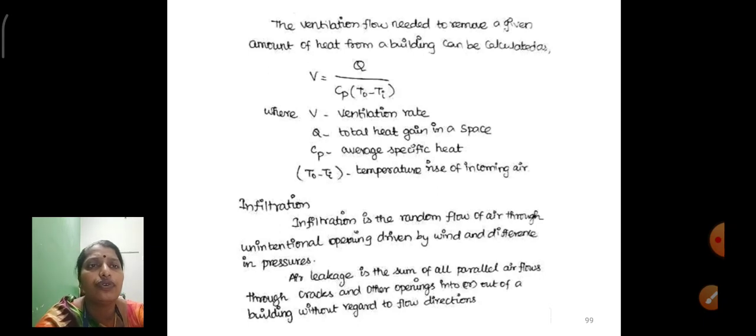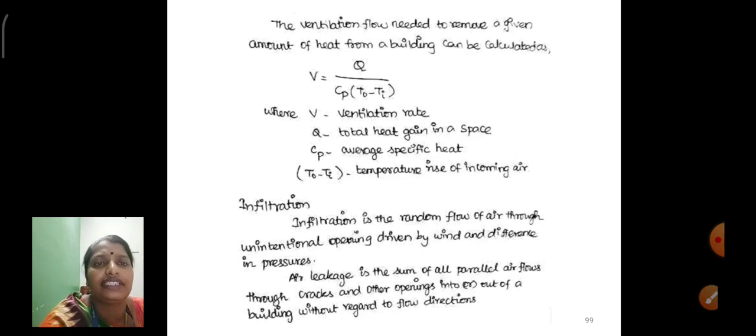The ventilation flow needed to remove a given amount of heat from your buildings. Okay, but this capital V represents the ventilation rate. But this natural ventilation we have to analyze inside the building. That is V equals Q divided by Cp into (T naught minus Ti). Q is the total heat gain in a space. Cp is the average specific heat. T naught minus Ti is the temperature difference or temperature rise of incoming air, okay, inside and outside of the buildings.